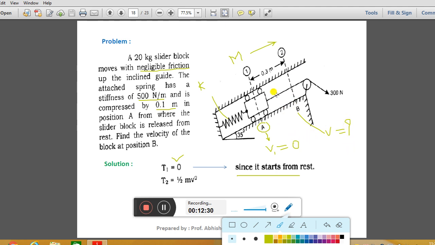This we need to find. This sketch is given in the problem. Now find the kinetic energy at position 2, that means the final value of kinetic energy. This can be calculated by the expression half m v square. So half into m, the value of mass is 20, into v square. So we'll get 10 v square as the final value of kinetic energy.